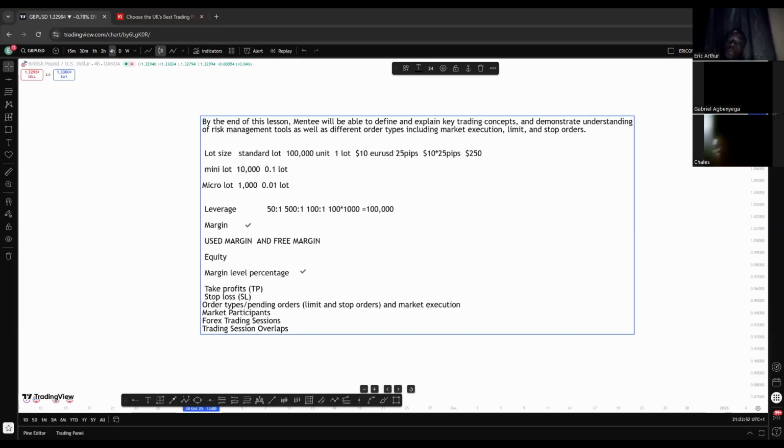You said the used margin is what? The used margin is the amount that the broker has locked in. I mean, before you trade with leverage, they have to request some money from you.